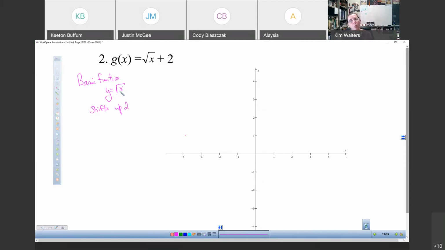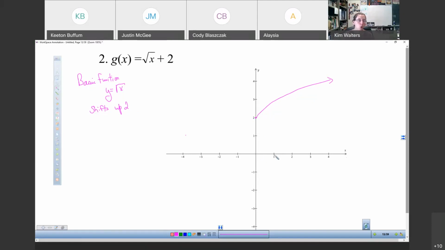So the basic y is equal to the square root of x is that curve that starts here and goes sideways. So rather than starting at 0, 0 now, it's going to start up here at 0, 2, and it's going to look like this. And that's really all you have to know. You have to be able to pick the graph out that shifts square root of x up 2 units. If you want to use a table of values, you can plug in x is equal to 0. If x is equal to 0, I get the square root of 0 plus 2, which gives me 2. So 0, 2 is a point.